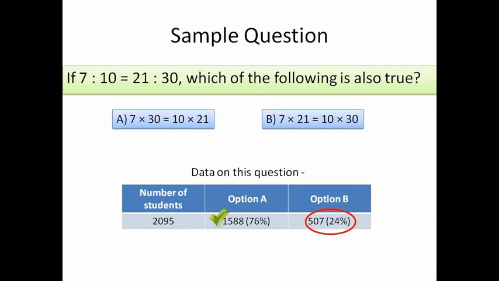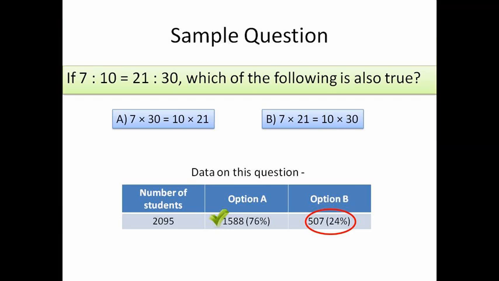It states that if 7 is to 10 is equal to 21 is to 30, which of the following is also true? Option A states that 7 into 30 is equal to 10 into 21. Option B says that 7 into 21 is equal to 10 into 30. Let's see some data on this question.